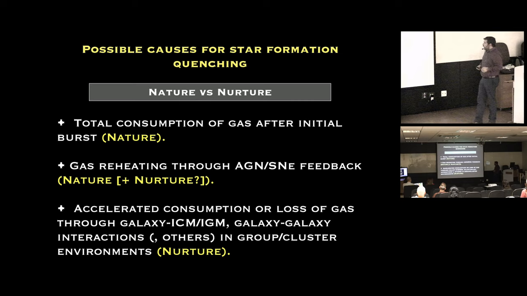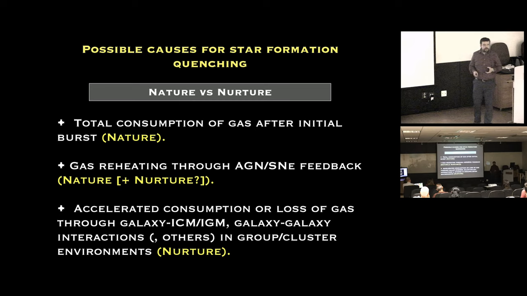But if you heat up the gas, right, through feedback processes such as AGN activity or supernova winds, a warm gas or a hot gas isn't able to form stars. So your galaxy might actually have material to form more stars, but that material is not in the right physical condition to produce this star formation. And that gas reheating could be due to nature, but also could be due to nurture.